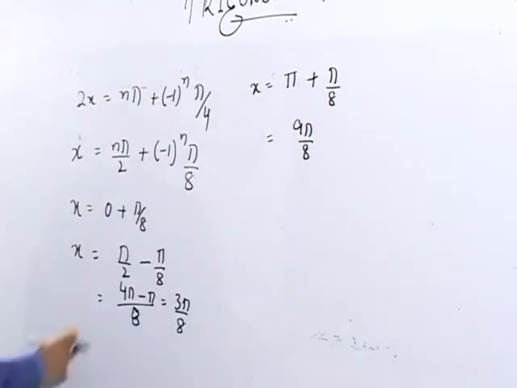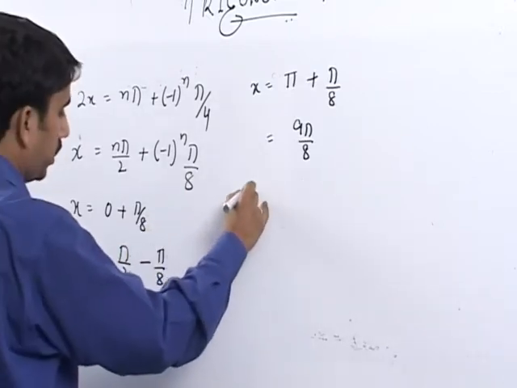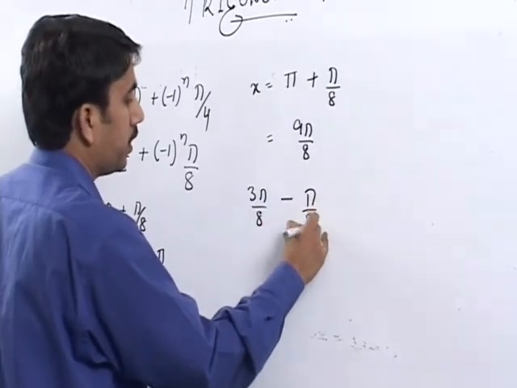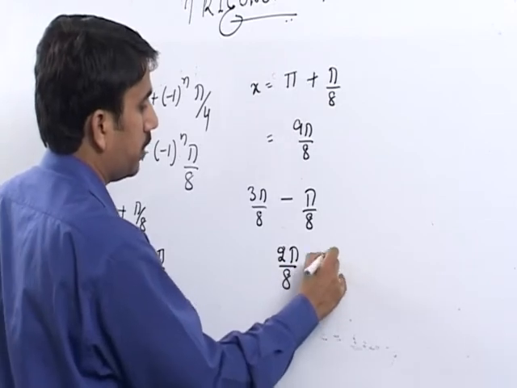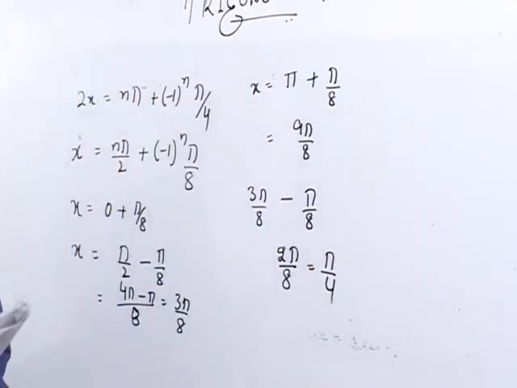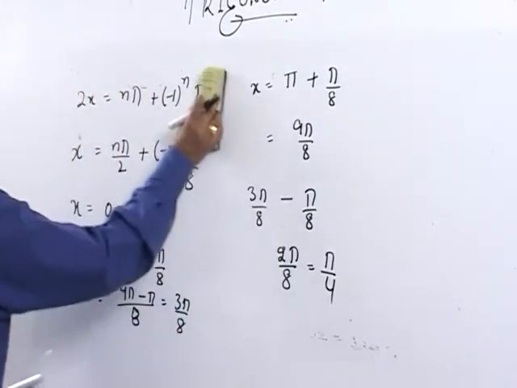Now this pi by 8, 3 pi by 8, and the terms are in AP, and its common difference will be given by 3 pi by 8 minus pi by 8. This is 2 pi by 8, and this is pi by 4. Therefore, common difference for the given equation is pi by 4.